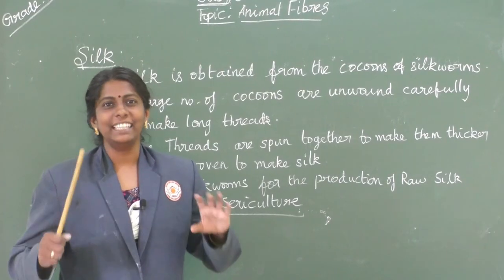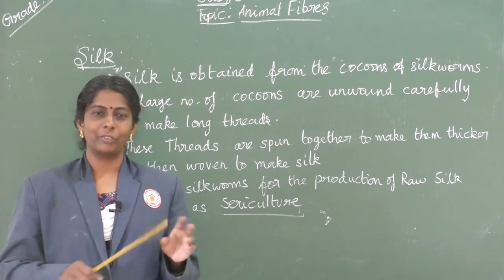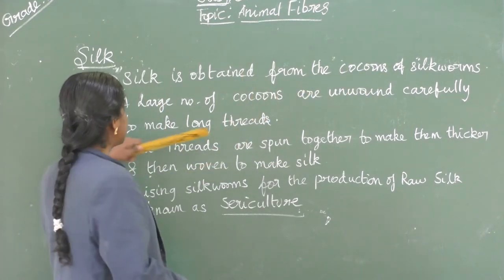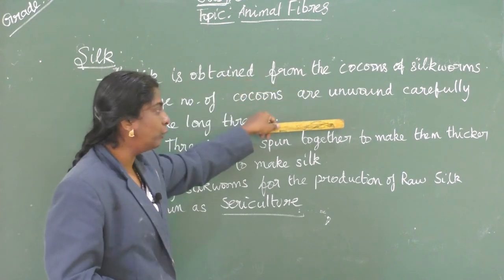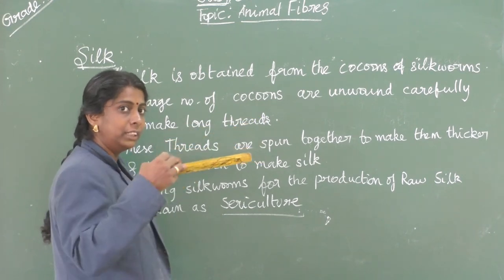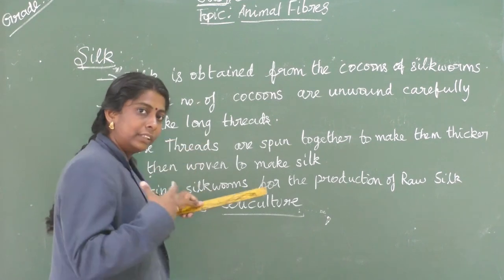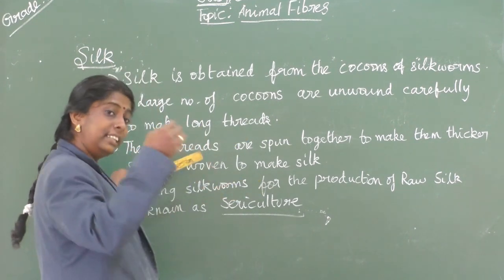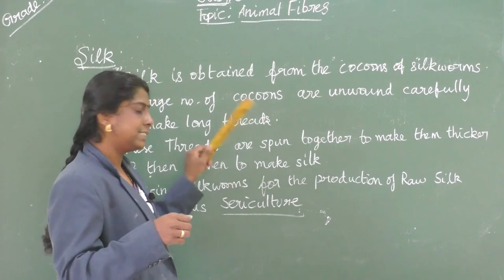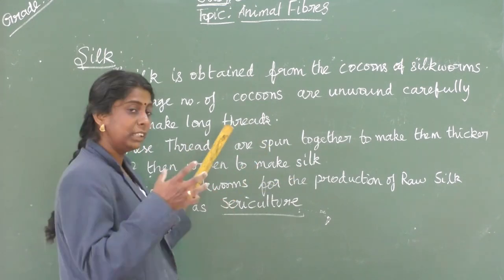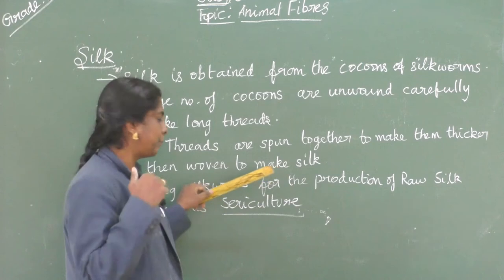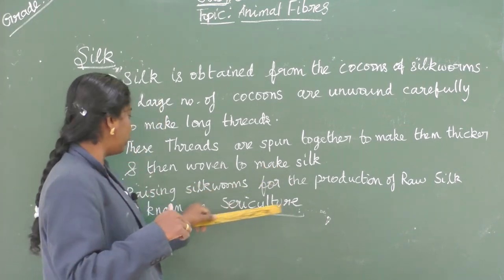Clear? Now about the second animal fiber, that is silk. Silk is obtained from cocoons of silkworms. A large number of cocoons are unwound carefully to make long threads. Then these threads are spun together to make them thicker and then woven to make silk. Again, these threads are spun together as yarn, and that is further woven to make silk. And then raising silkworms for the production of raw silk.